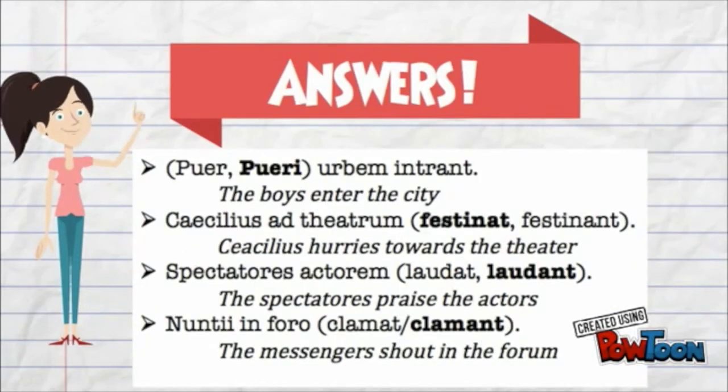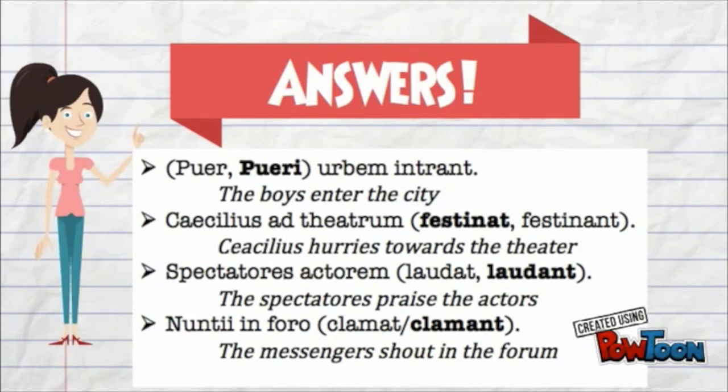I have chosen pueri with the I on the end, that makes it plural, to go with the plural in front. Then the sentence translates to the boys enter the city. Not just the one puer, not just the boy, but the boys, plural. And then I have Caecilius with a US, and that's a singular ending that you already know. So I need to choose festinat, which is also singular. Again, singular Caecilius, singular verb.